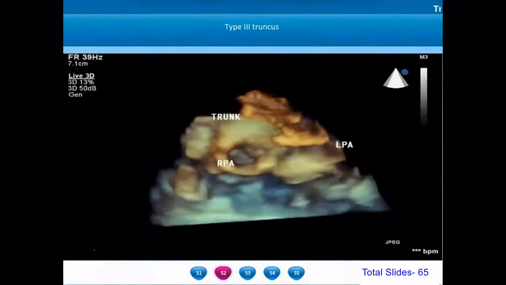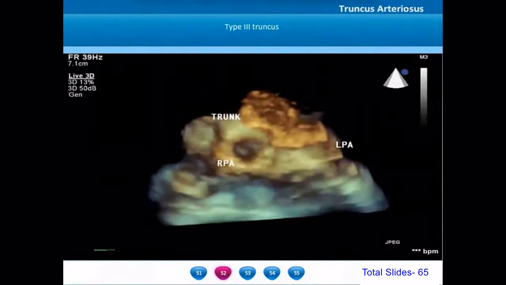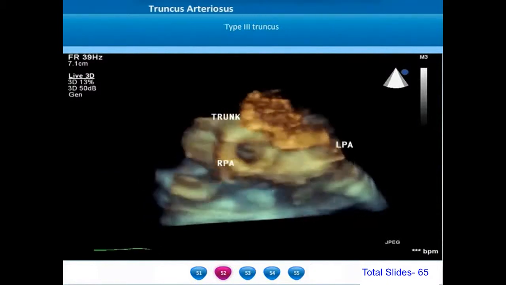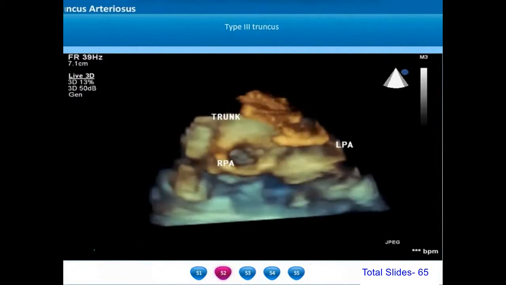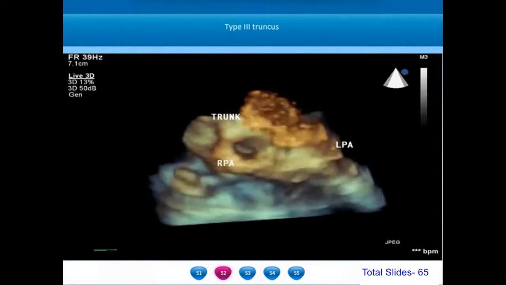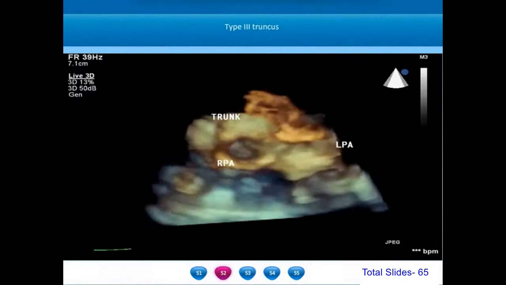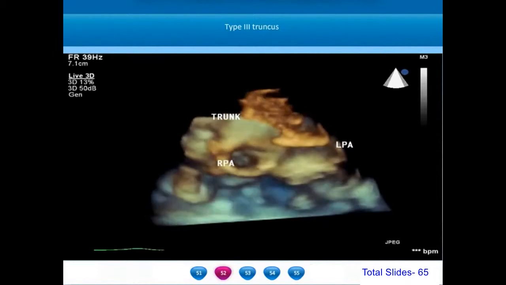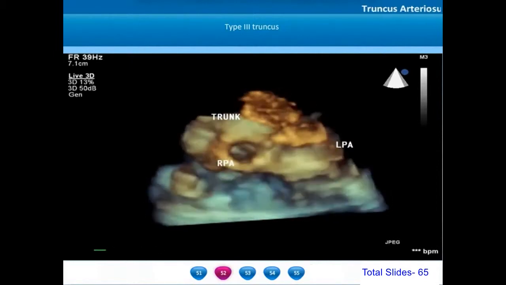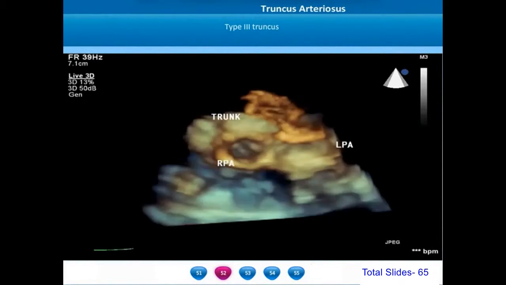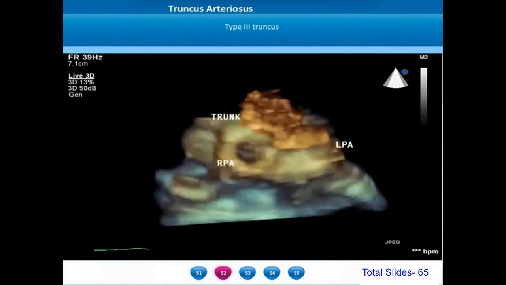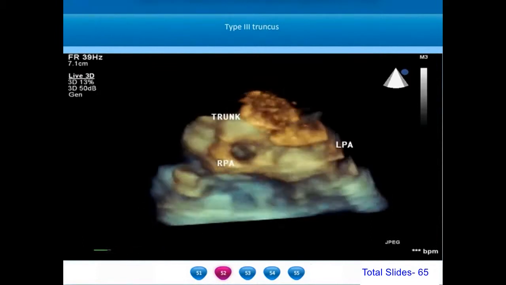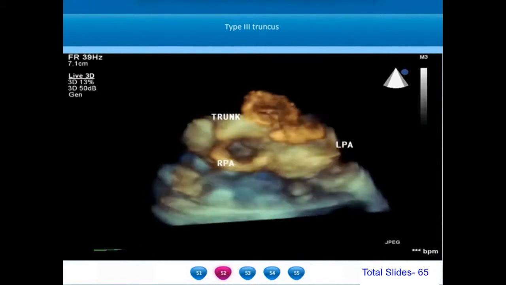In type 3 truncus arteriosus, the right and the left pulmonary artery origins are a little apart from each other. In this three-dimensional echocardiogram, we show you the RPA origin and the LPA origin, which are quite separate. This separate origin of the truncus arteriosus will need a longer button of the right and left pulmonary artery origins to be cut off from the truncus, and so the trunk will need to be repaired by using a pericardial patch.